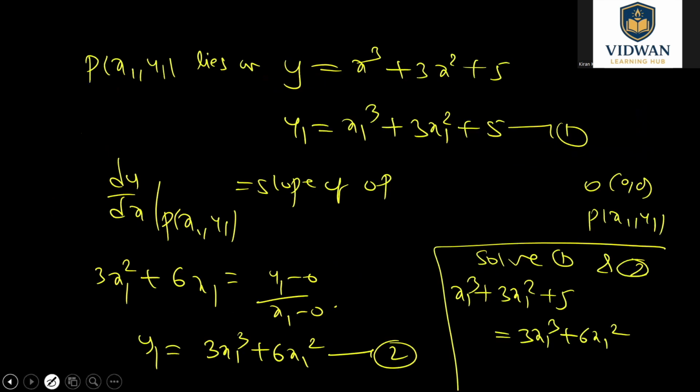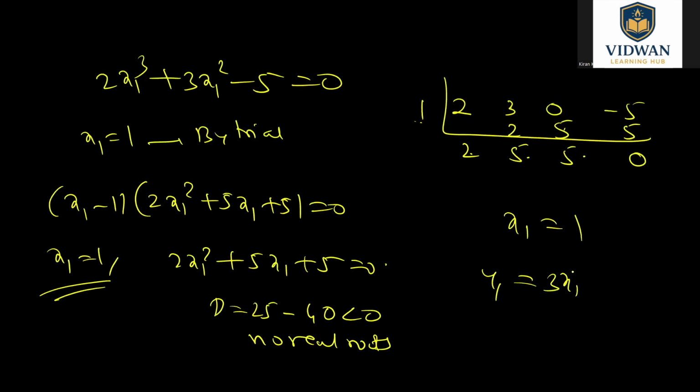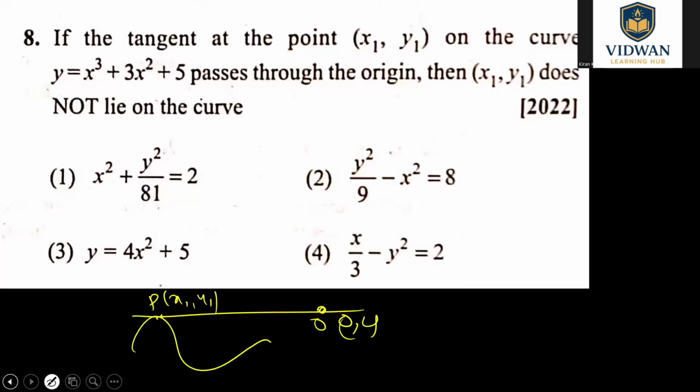From the previous slide, you can see y1 is 3x1 cube plus 6x1 square. So you can just put x as 1. This is 3 into 1 cube plus 6 into 1 square. And therefore, what is this? 9. So y1 is 9. So the point x1, y1 is (1, 9). So once you get the point as (1, 9), which curve is it going to satisfy?